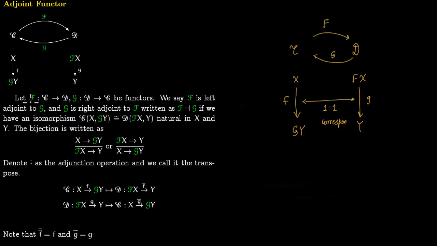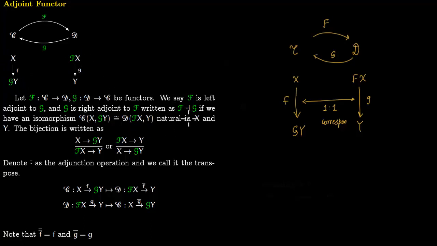So let F and G be functors as we have just described. We say F is left adjoint to G and G is right adjoint to F, written like this, if we have an isomorphism between arrows in category C, X to GY, and a one-to-one correspondence with arrows in category D, so FX to Y. This is just the notation for this arrow, and this is the notation for that arrow.